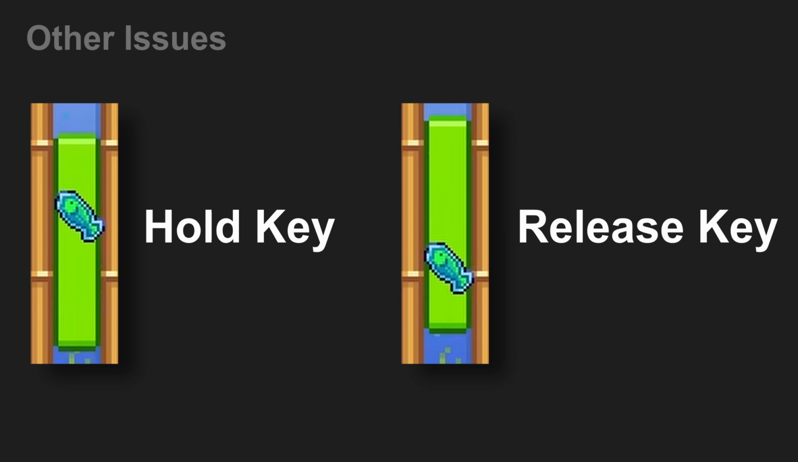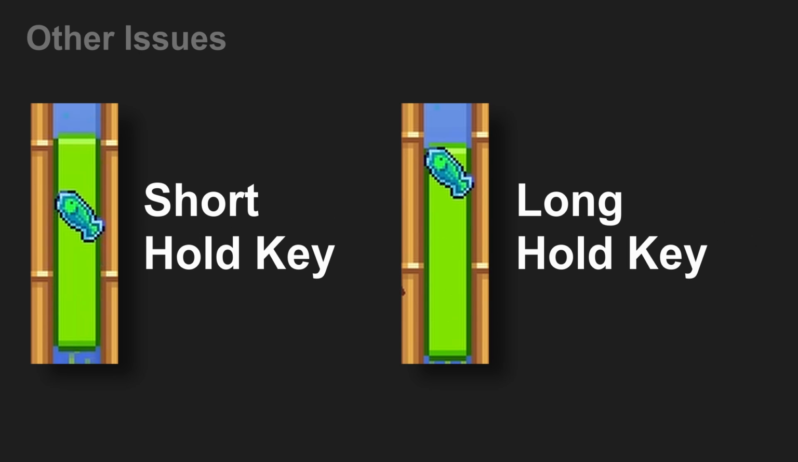Instead of holding down the key when the bar's below the fish, and releasing it when it's above, why don't we hold the key down for different times depending on how far away from the fish the bar is? That way, as the bar gets closer to the fish, the key's held for less time and the momentum's lower. This is where simplified PID Control comes in.